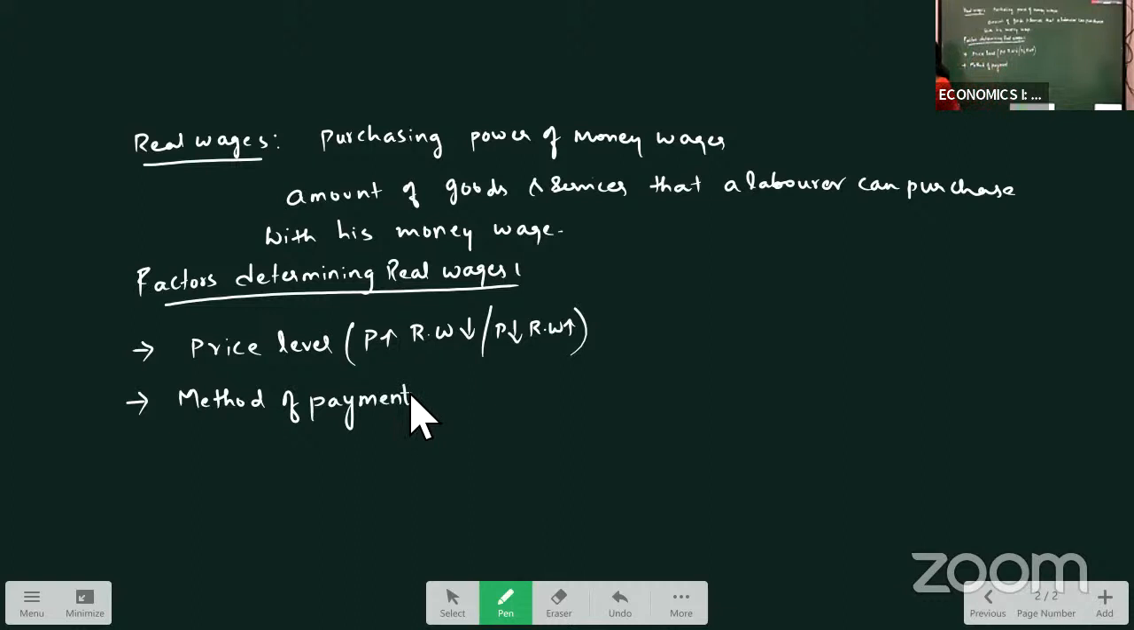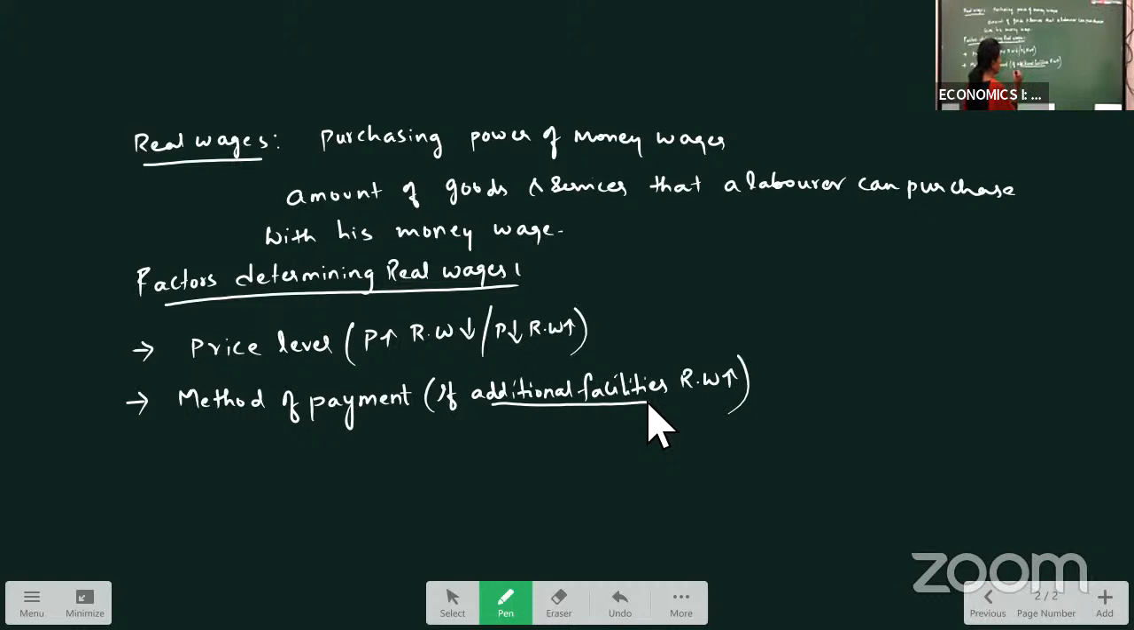Method of payment. So besides money wages, the laborer gets additional facilities in the form of goods and services provided by the management, like free housing, free medical facilities, free education and all. If additional facilities are given, then real wages will be high. Real wages will be more. Remember, in method of payment, in our income, additional facilities. What are these additional facilities?